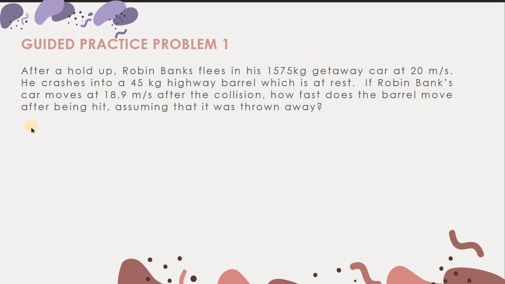So let's first try to identify the type of collision, assuming that it is thrown away. After hitting the barrel, the car throws it away, so they will not stick together. So this is an elastic collision. Okay, so let's identify the given.